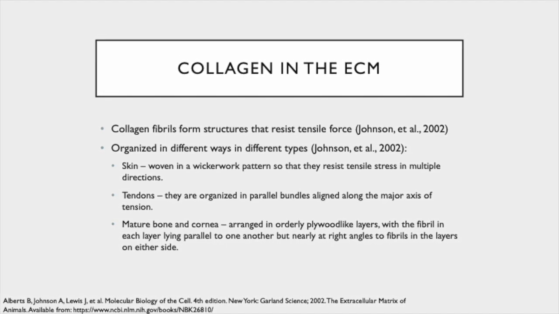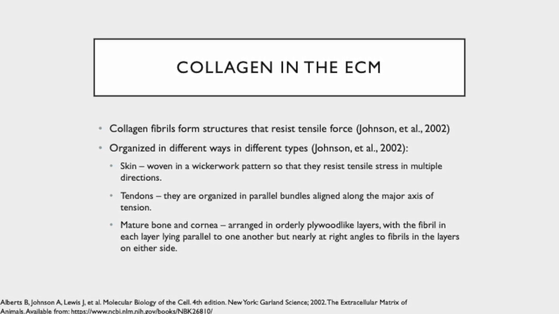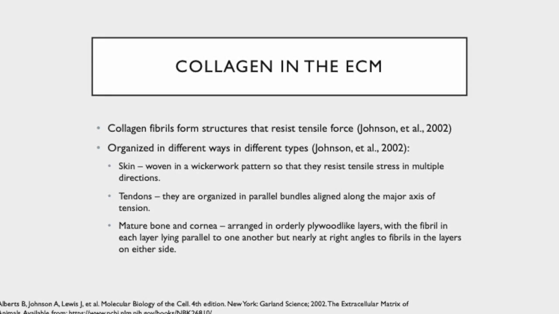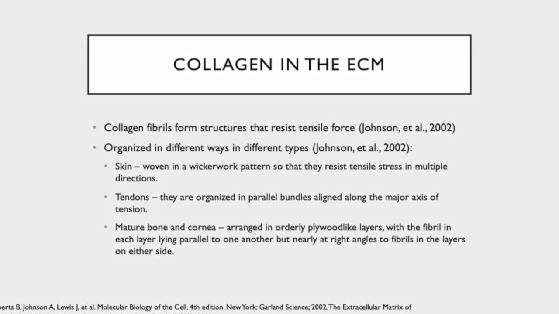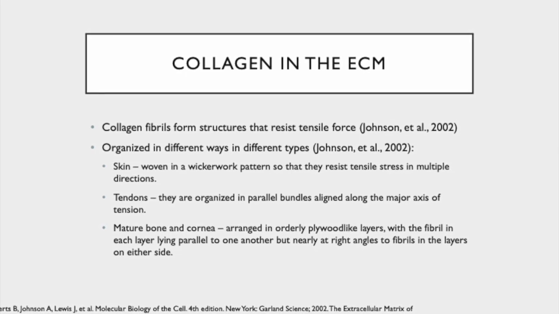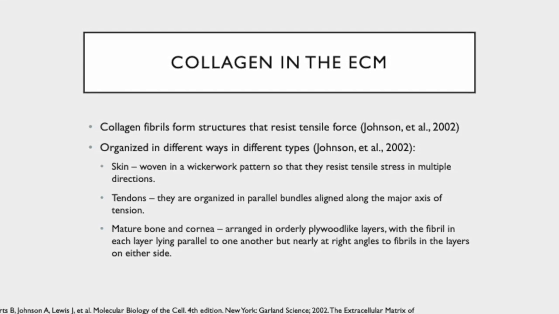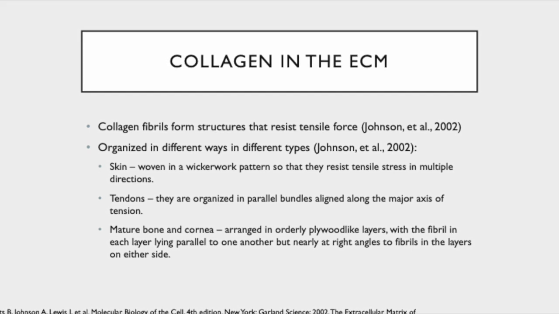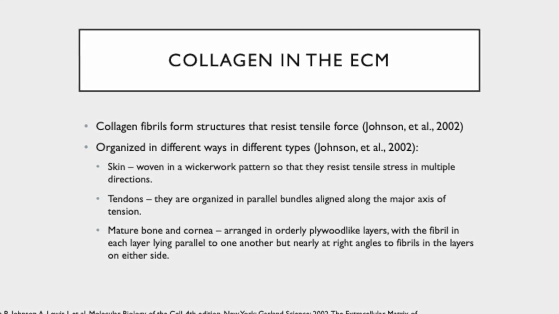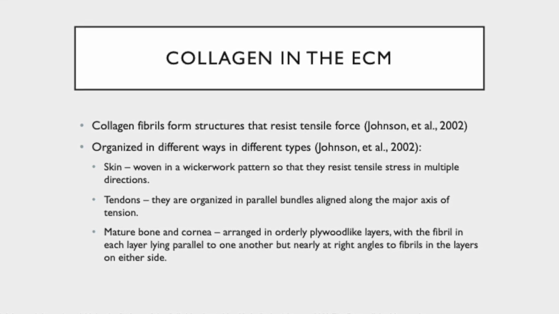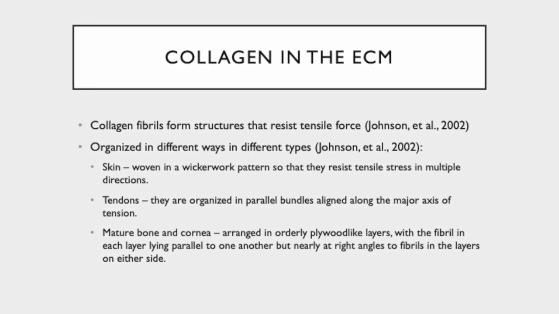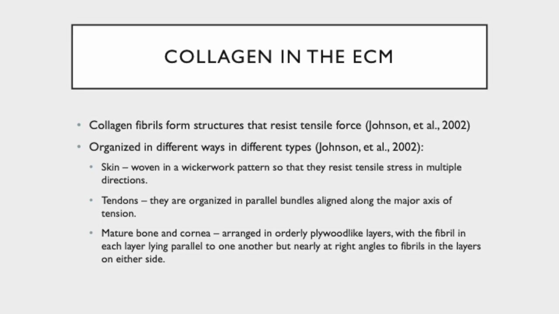For example, in skin, they are woven in a wickerwork pattern so that they resist tensile stress in multiple directions. In tendons, they are organized in parallel bundles, aligned along the major axis of tension. In mature bone and cornea, they are arranged in orderly plywood-like layers, with the fibrils in each layer lying parallel to one another but nearly at right angles to fibrils in the layers on either side.